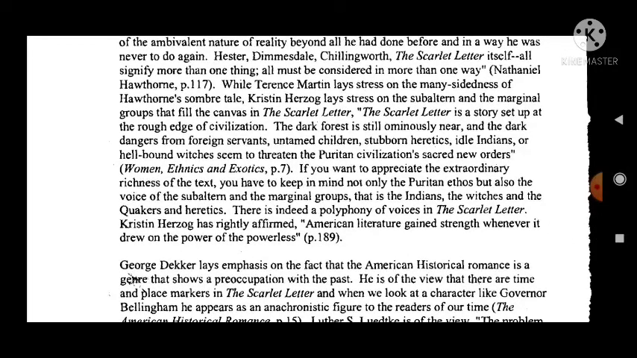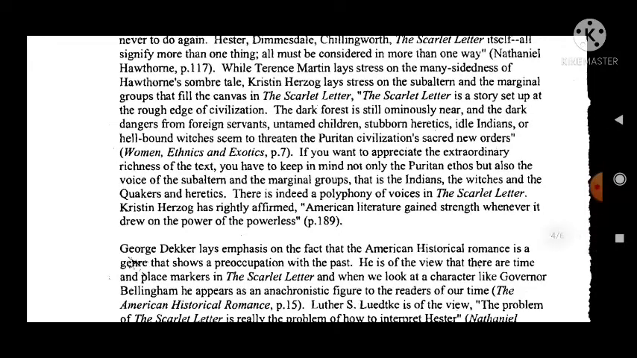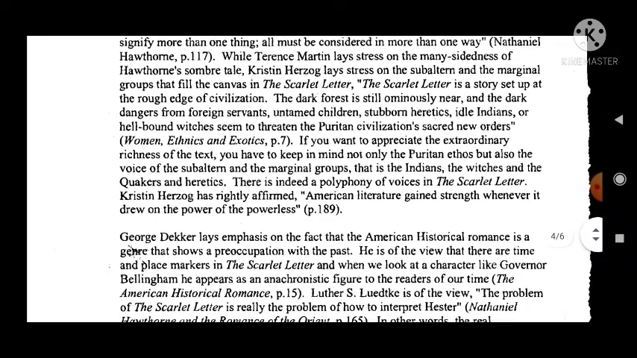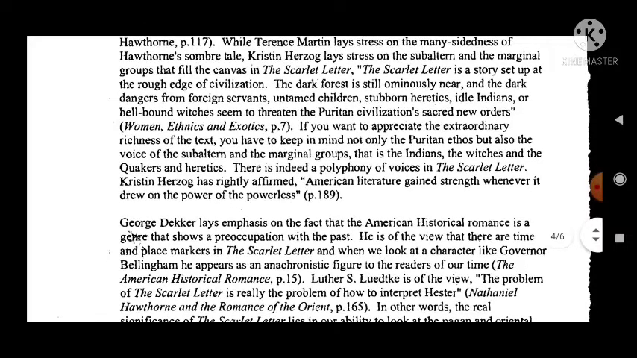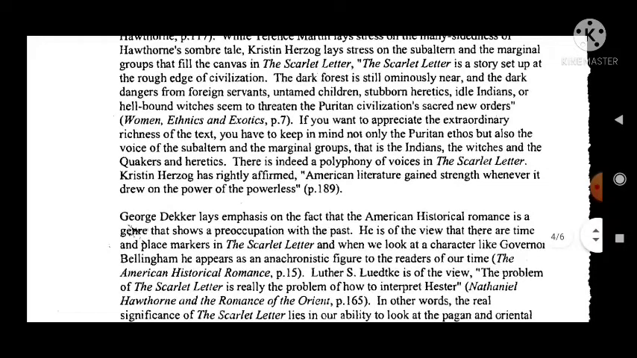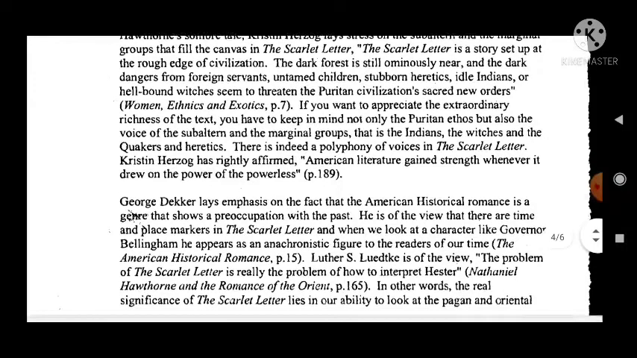While Terence Martin lays stress on many-sidedness of Hawthorne's somber tale, Christine Herzog lays stress on the subaltern and the marginal groups that fill the canvas in The Scarlet Letter. The Scarlet Letter is a story set up at the rough edge of civilization.